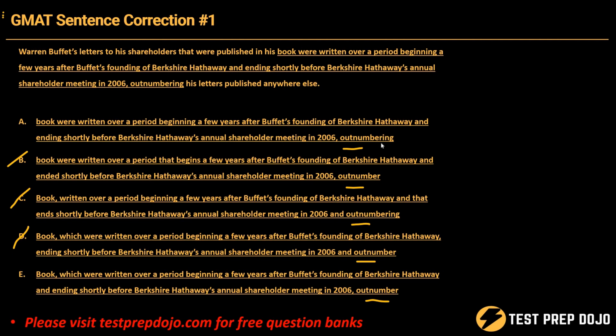And so there's something really important to keep in mind about an ing modifier, which is this notion that it is something that is occurring contemporaneously, or at the same time, as the action of the preceding clause. So what is doing the outnumbering? It is the letters that are doing the outnumbering, but in this construction, it modifies the action of the preceding clause, so it's letters to his shareholders that were published in his book were written.